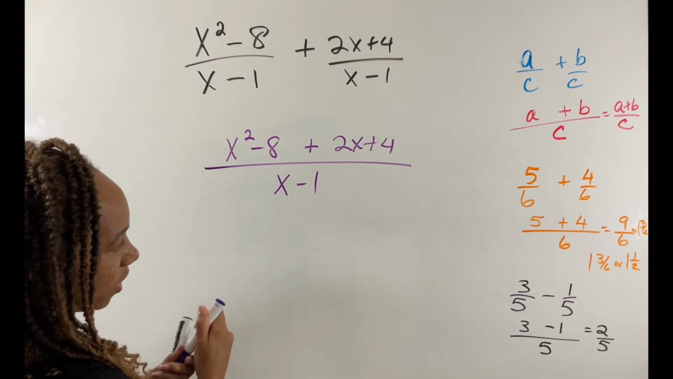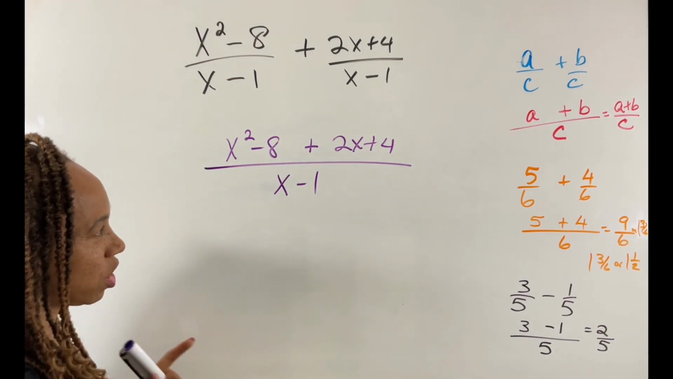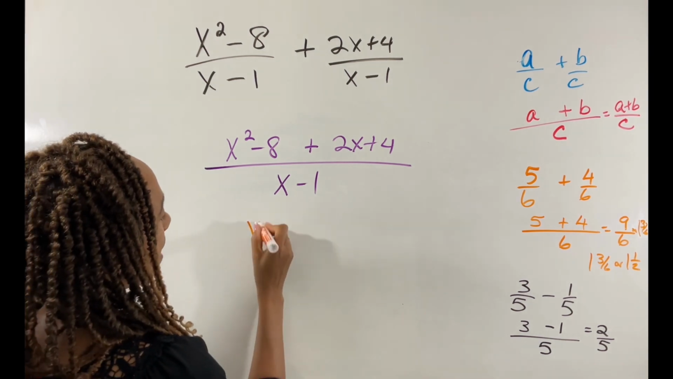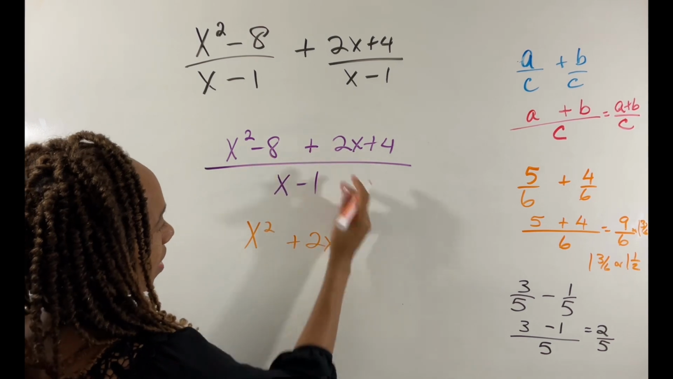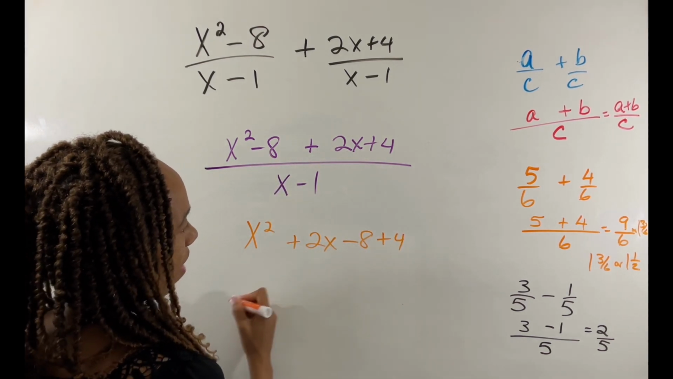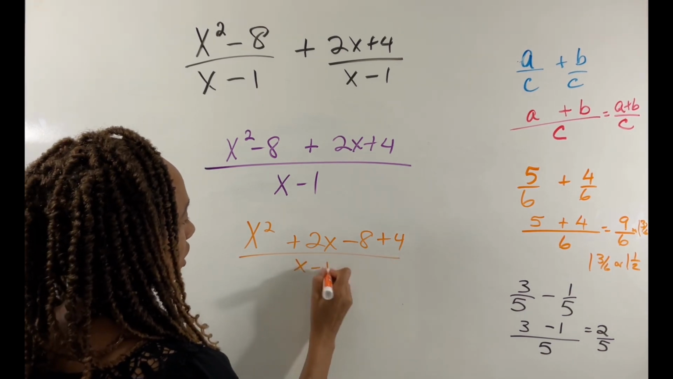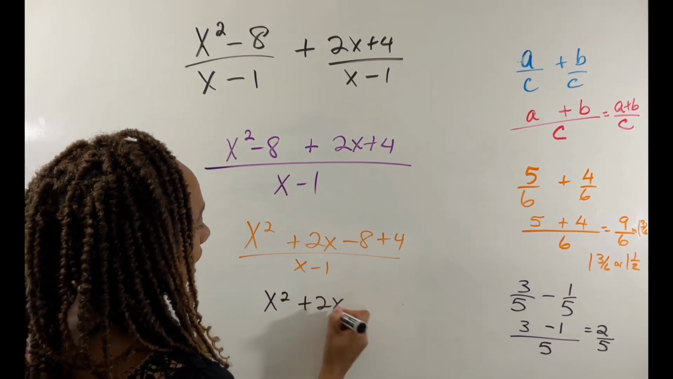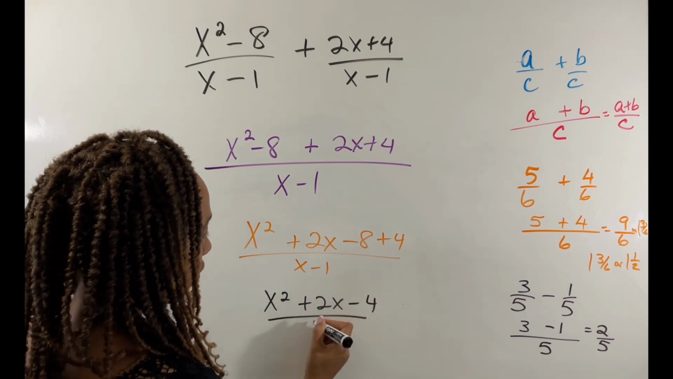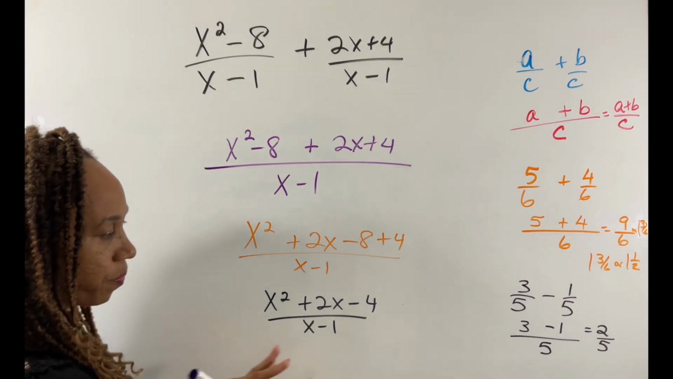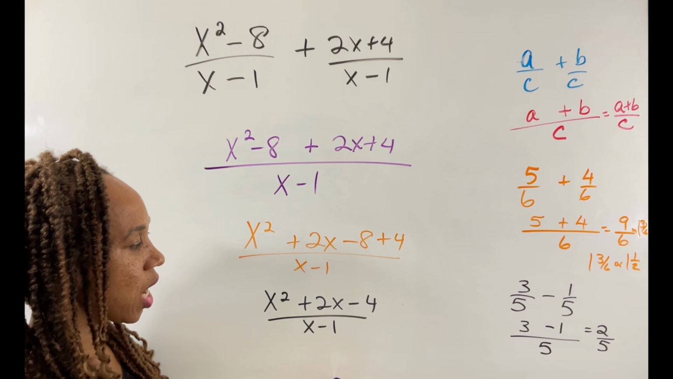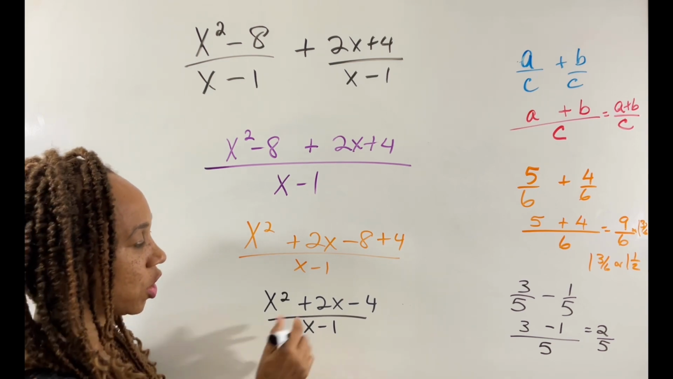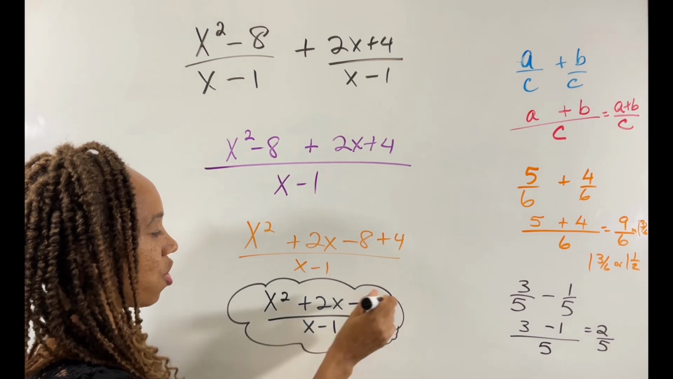Now we have to combine all like terms, and we only have one like term here, and that is our negative 8 and our 4. So we can rewrite it where we have x squared plus 2x and minus 8 plus 4, right? We can put it together over x minus 1. And now we're going to combine our like terms, and we're going to end up with x squared plus 2x minus 4 as our answer over x minus 1. And let me say this right now. You can literally leave this like this because this is your final answer. Alright? So box it, and this is what your answer will be.